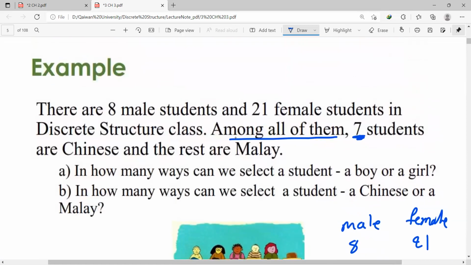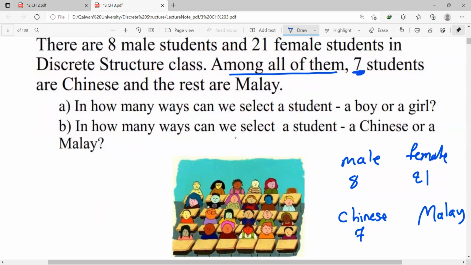Malay. Look, how many students do you have in the class? It's 29. 7 of them are Chinese. Look, from the first given information, it says 8 male and 21 female. That means all the students in the class are 29. Okay? 7 of them are Chinese and the rest are Malay. That means how many Malaysian students do we have? We have 29 students. 7 of them are Chinese. So what's the rest? It's 22. 22 of them are Malay. Look, the sum of these two must be the same as the sum of female and male students, which is the same.